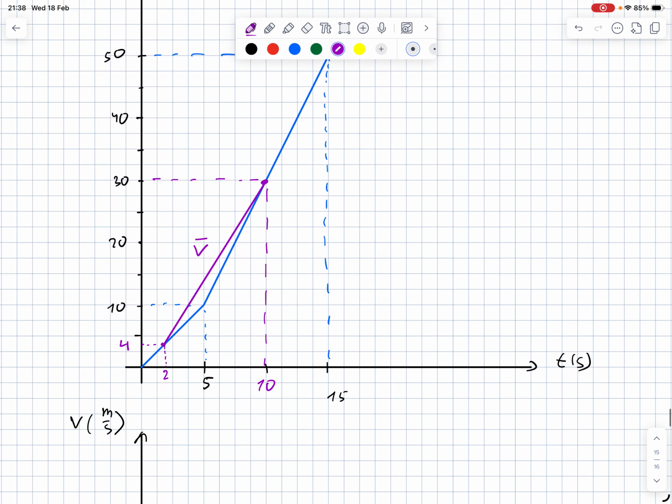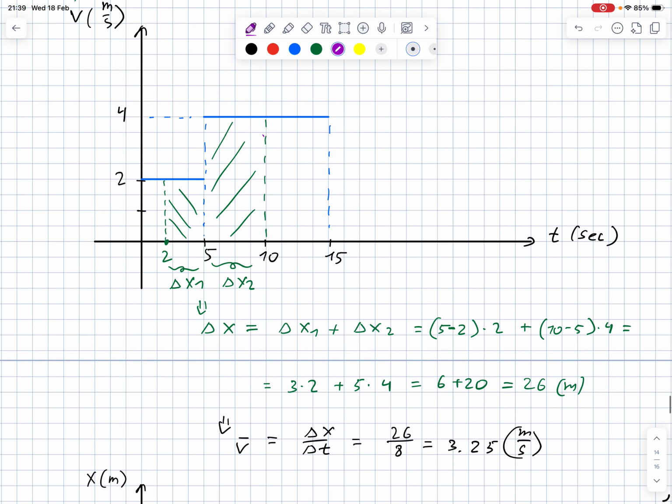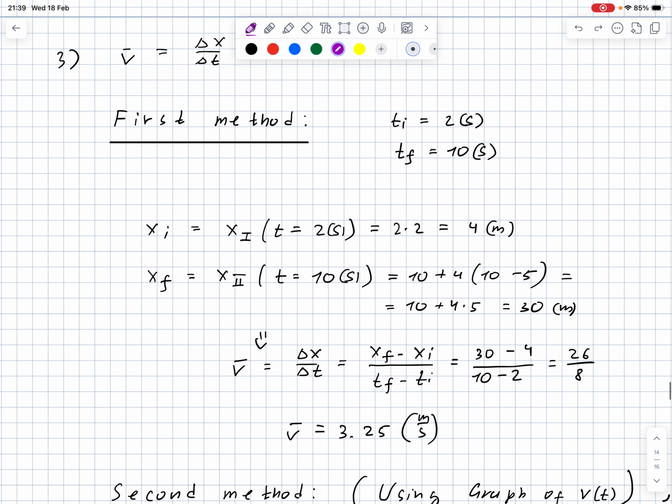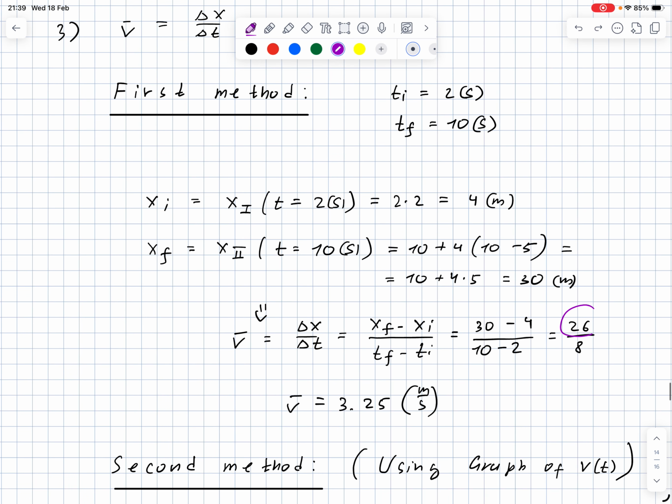Oh, I'm sorry. I see my mistake. This is actually 3.25. And when we substitute 8 times 3.25, then we get the same result for displacement, 26 meters, as we calculated in the second method and also in the first method here, 26.